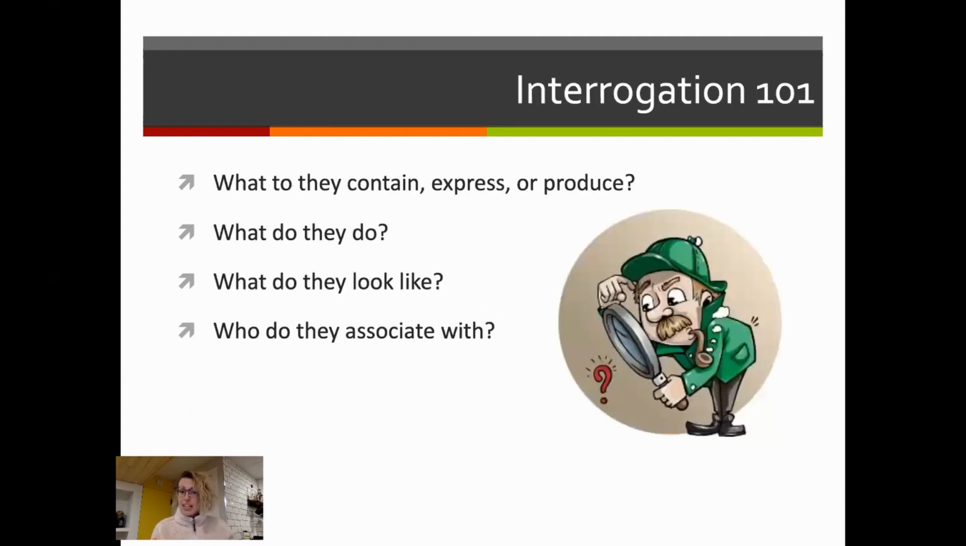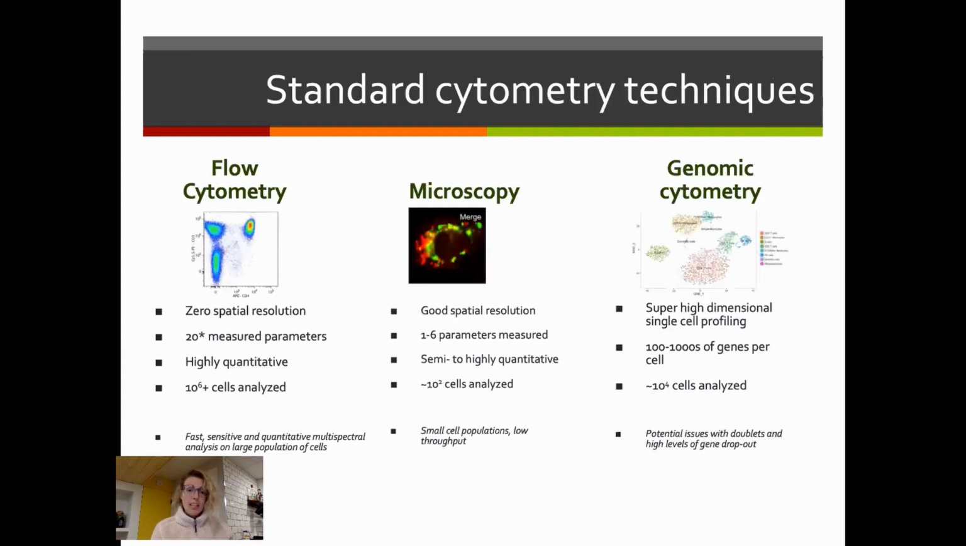So part of your interrogation 101, the things you generally look at are: what do your cells contain, express, or produce? What do they do? So what is their function? What do they look like? And who do they associate with? Some standard techniques for looking at these characteristics of cells include flow cytometry, microscopy, and genomic cytometry. And I'm sure by now in your degree you've heard of the first two, but maybe not the third one.